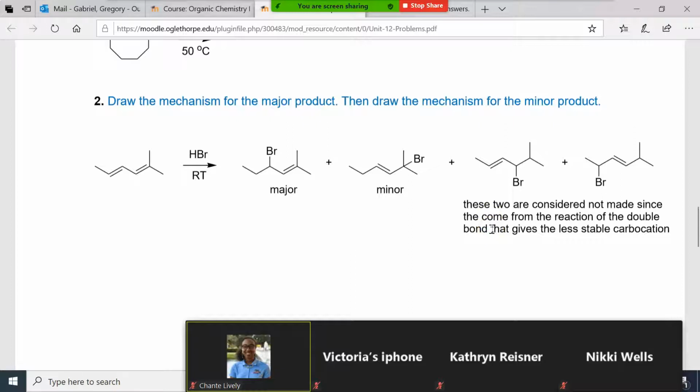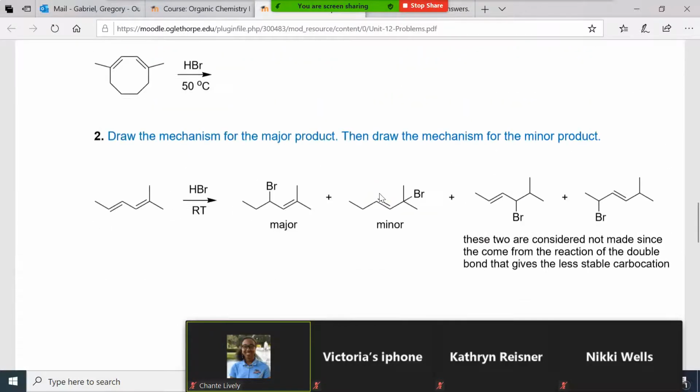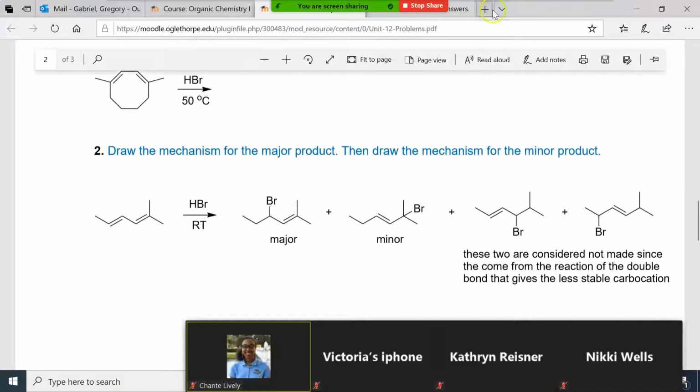The good thing about this problem is that I'm not really asking you to draw me the products and analyze it. I'm just telling you, how did you get this major product? What is the mechanism? And then this one also, I think I asked you for the minor product. What is the mechanism? Right, so that is HX addition to dienes or conjugated dienes.